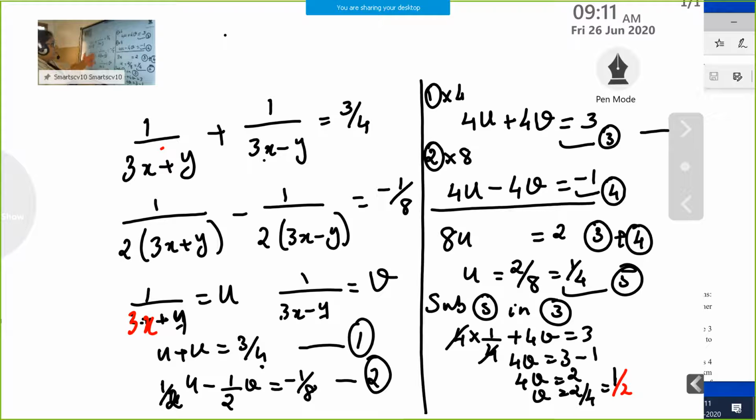Then substituting this, we form a linear equation, and using the elimination method add equation 3 and equation 4. That is u is equal to 1 by 4 and v is equal to 1 by 2. 4v is equal to 3 minus 1, that is v equal to 2 divided by 4, that is equal to 1 by 2.